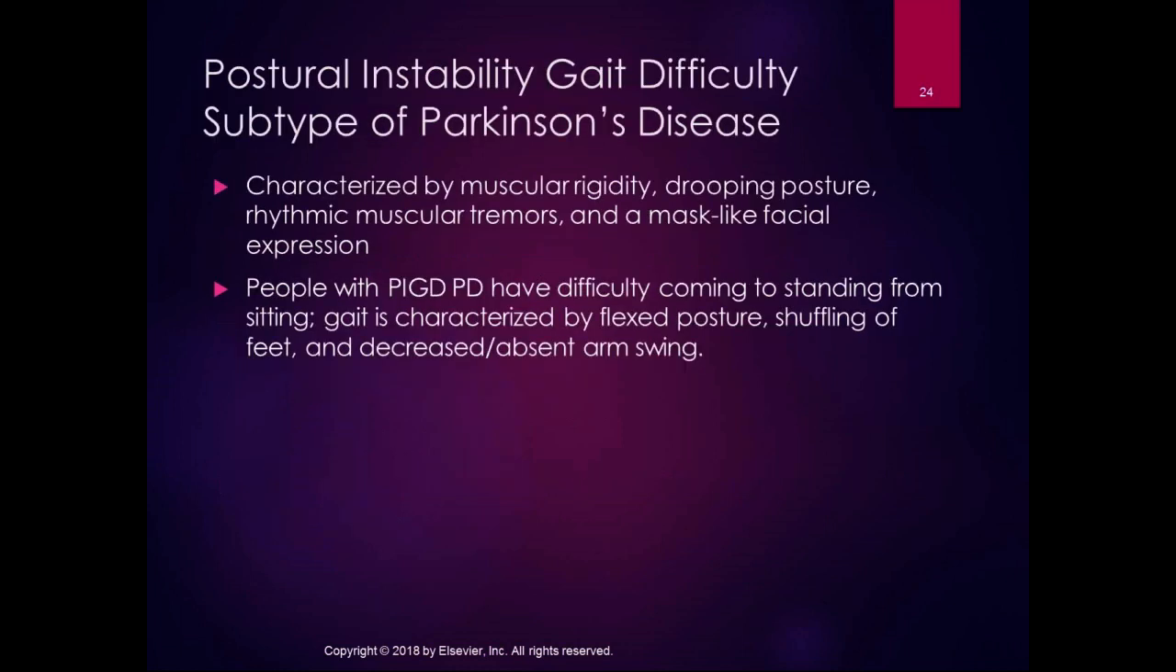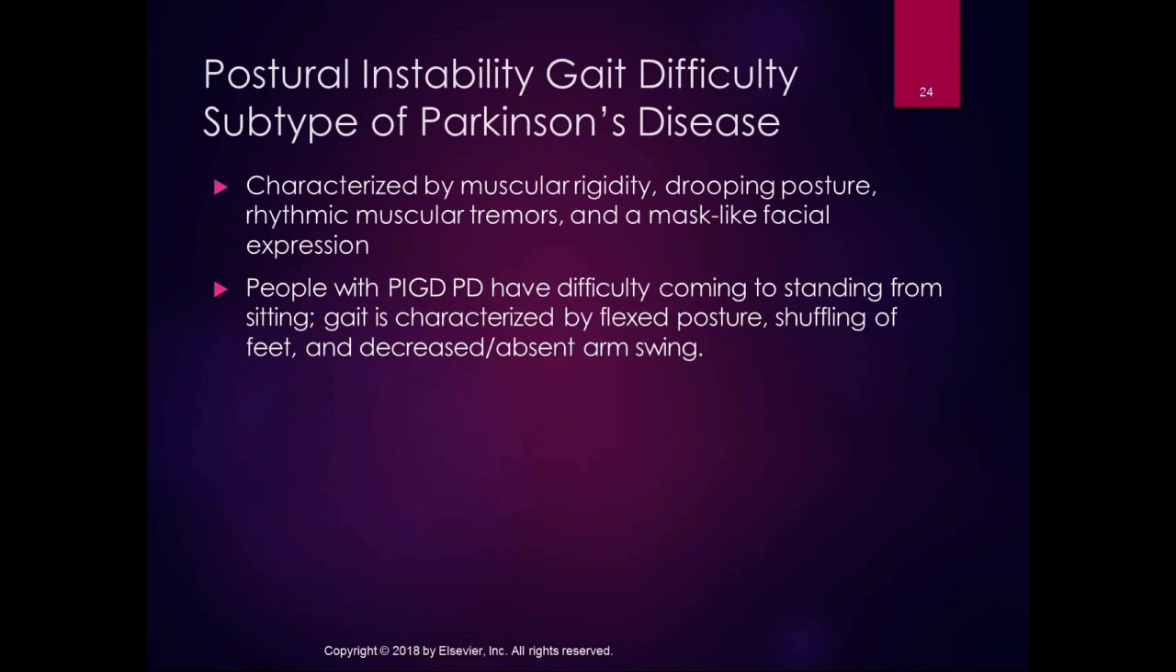So the akinetic subtype of Parkinson's disease is characterized by muscular rigidity, drooping posture, rhythmic muscular tremors, and a mask-like facial expression. People are getting diagnosed earlier and earlier with Parkinson's, so a lot of the people with early Parkinson's do not have the mask-like expression yet, or maybe they don't have it all the time. With this type of Parkinson's, you can think of the cardinal symptoms, even though these aren't the only symptoms, as TRAP, T-R-A-P: tremor, rigidity, akinesia, and postural instability.